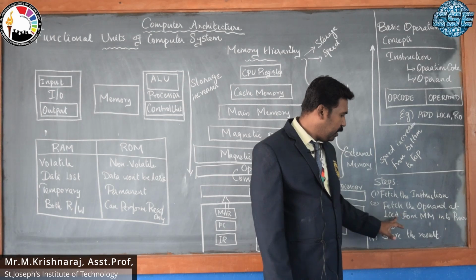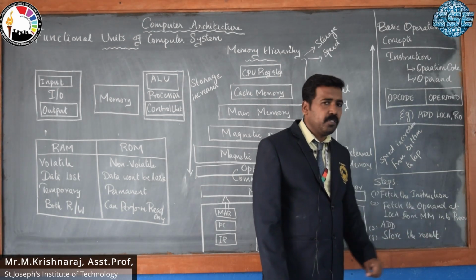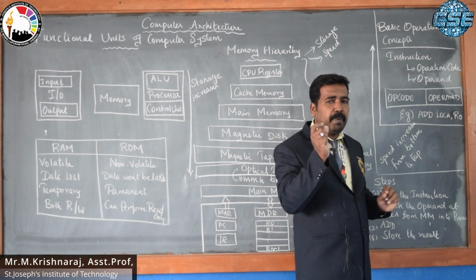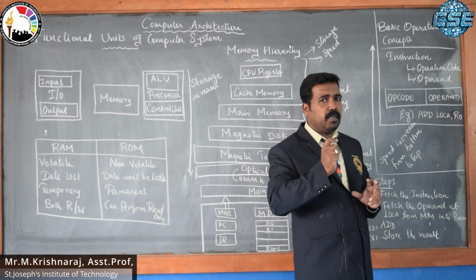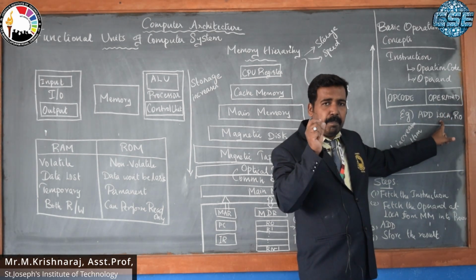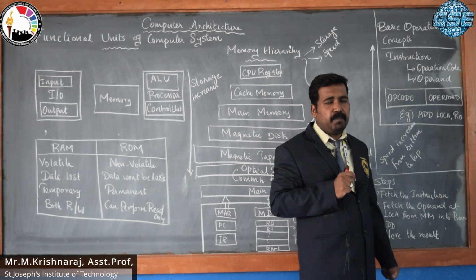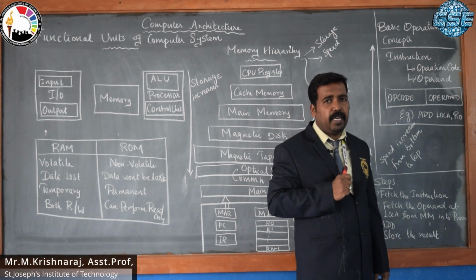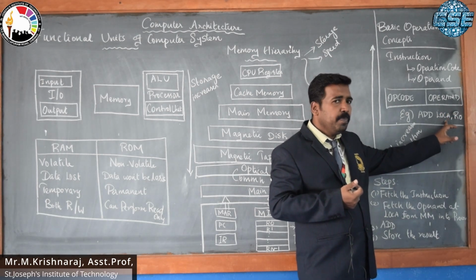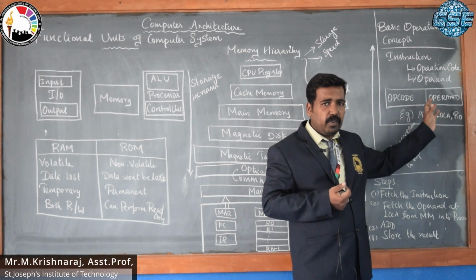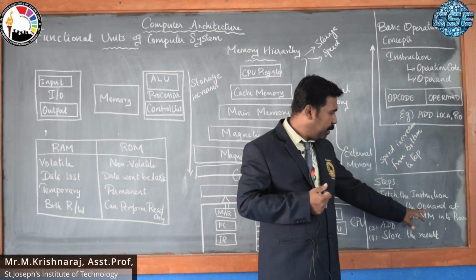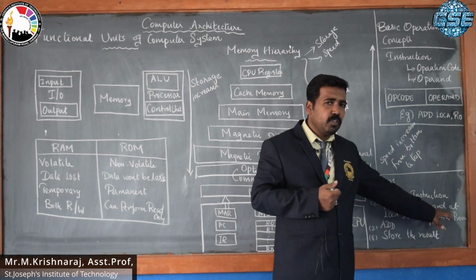Second one, fetch the operand at a location from main memory into the processor. So, what is the operand? A location is a named place in the memory. In memory there is one place, called a location, and in that location there is the operand, maybe data, maybe an address, whatever it is. You have to fetch the operand from the location in main memory into the processor.